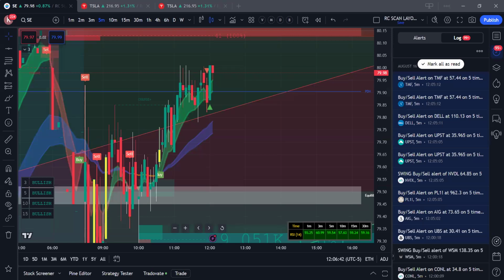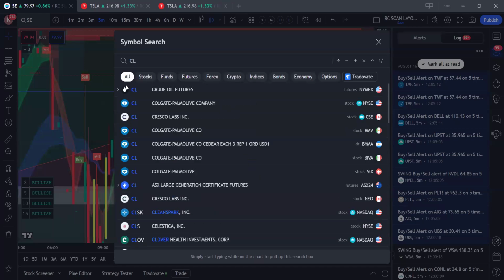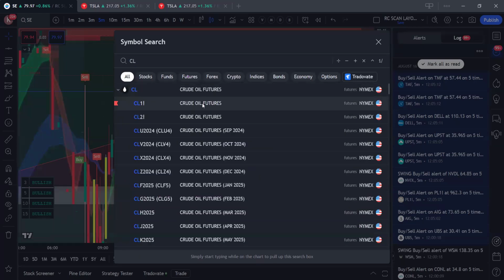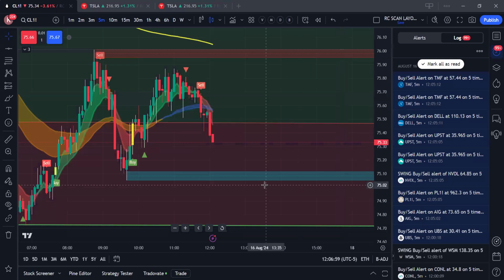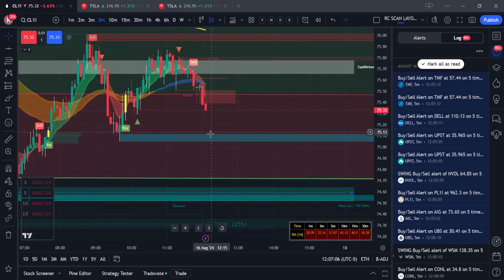USO we have until August 21st, and we may see a drop. Crude oil started dropping already. It can drop further. If it breaks this support, it can come all the way to the bottom. Then your USO will make nice profits.